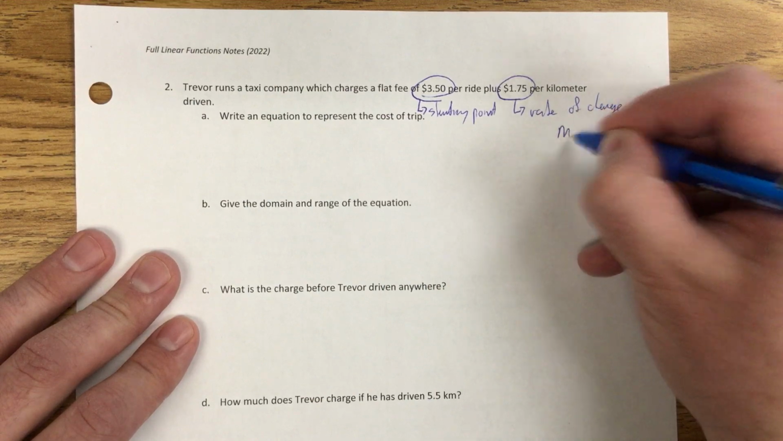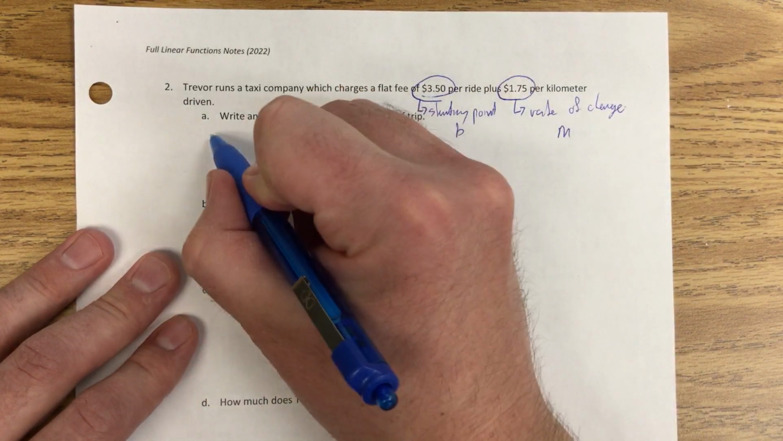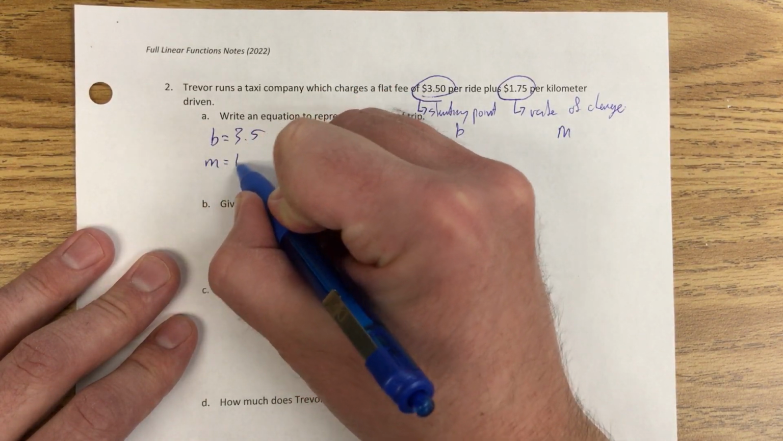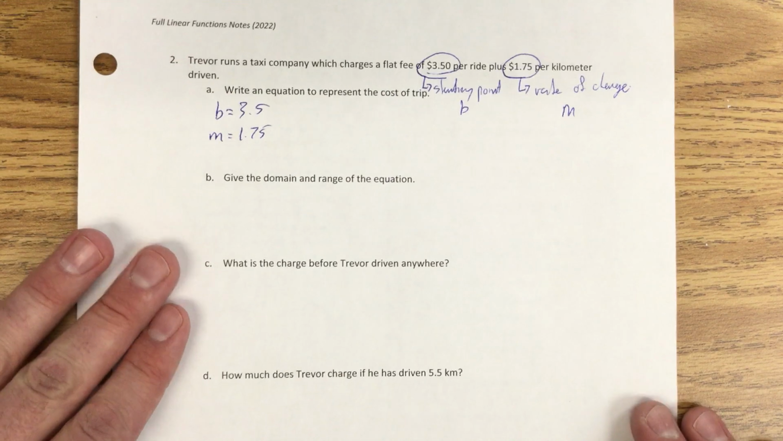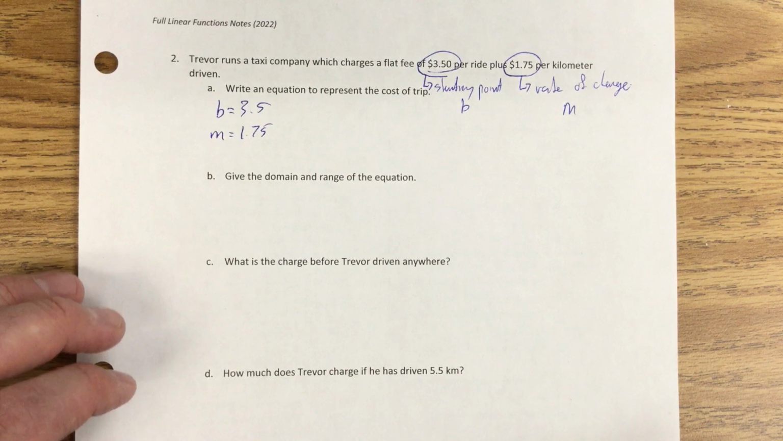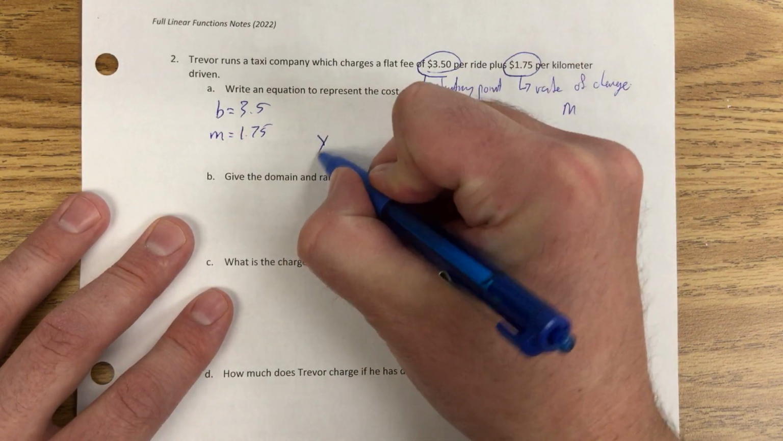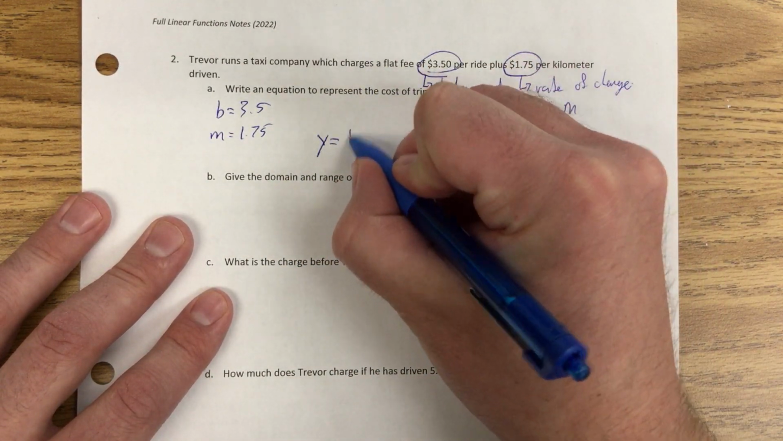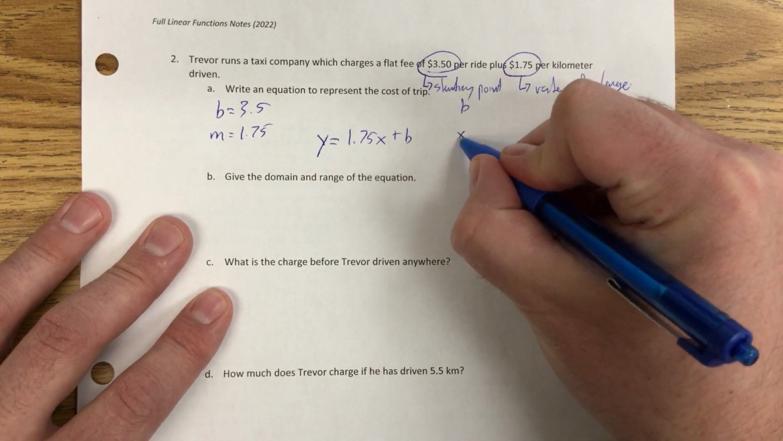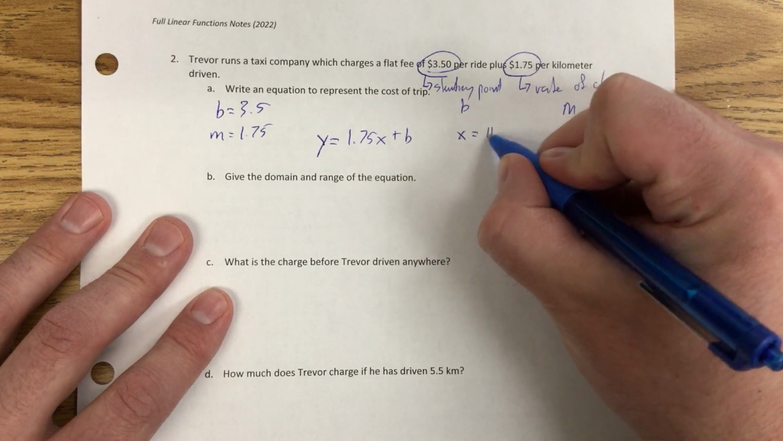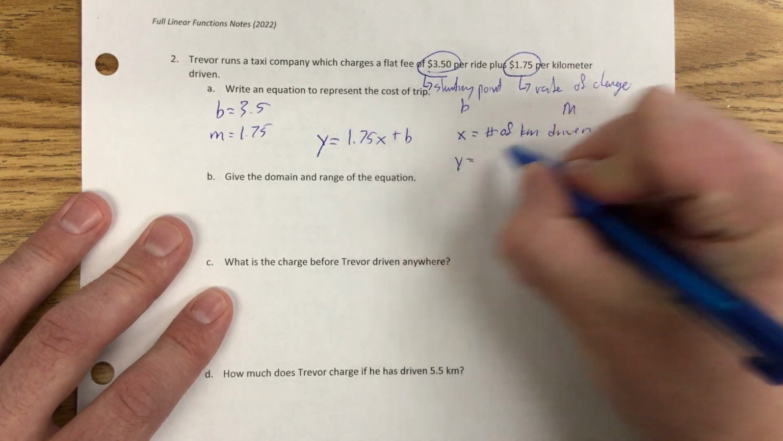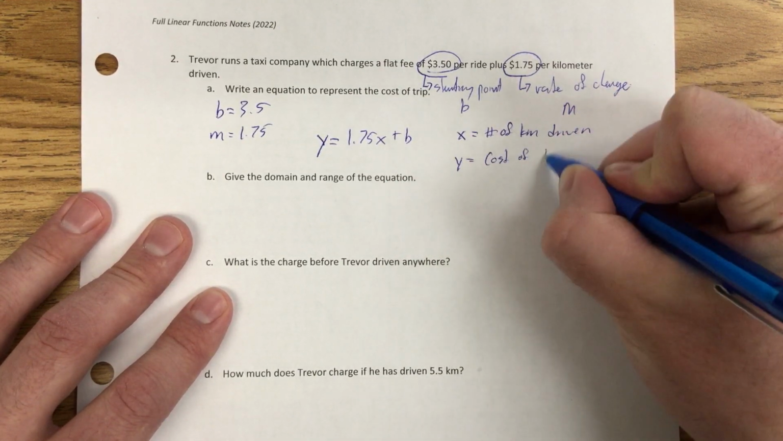We know our rate of change is m. We know our starting point is b. So b equals 3.5 and m equals 1.75. Now here's where we can do decimals for m, and that's just fine. You can keep it as a fraction as well if you really want to, but we're going to do a decimal. So we plug them in: y is equal to 1.75x plus b, where x is equal to the number of kilometers driven, and y is equal to the cost of the ride.